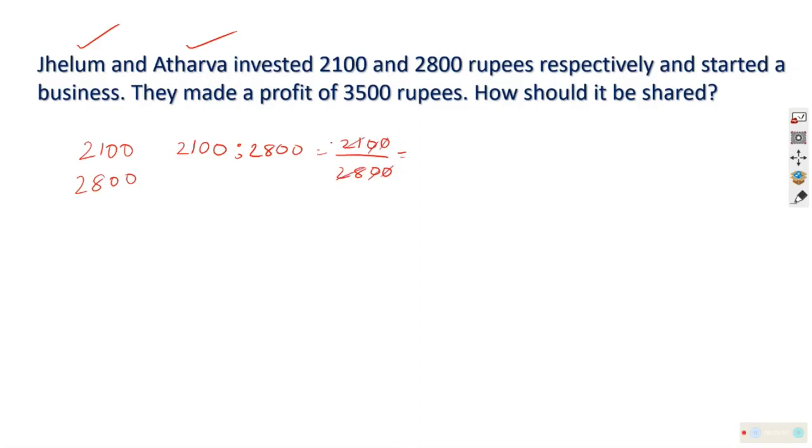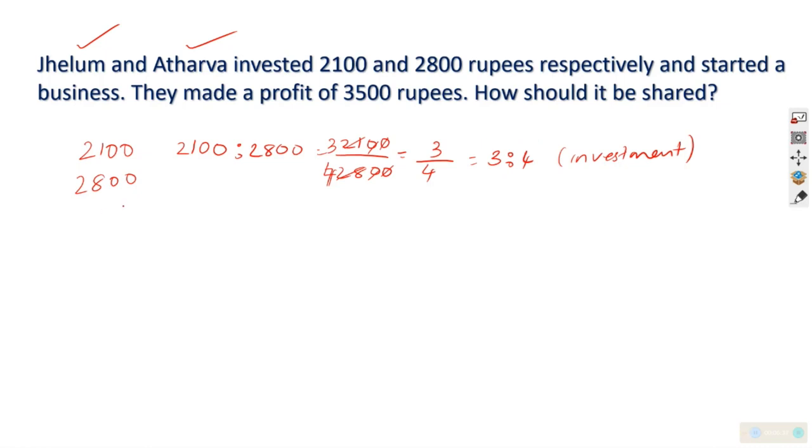Both will be having 3 7s are 21, 7 4s are 28. That means 3:4 is the proportion of their capital, otherwise called investment or capital. They have invested 3:4. If there is 7 rupees, 3 rupees will be of Jhelum and 4 rupees will be that of Atharva. The profit must be shared again in the same ratio.